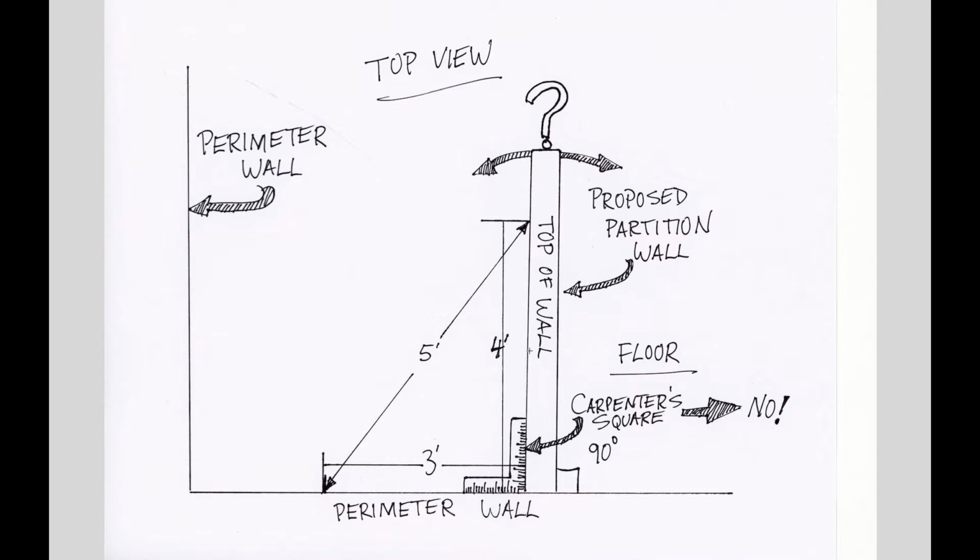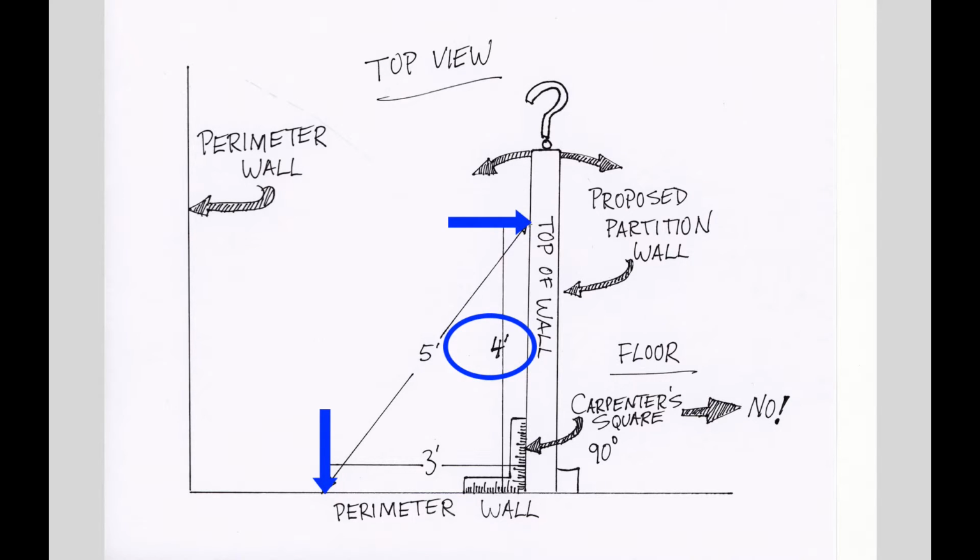So if you put the partition wall against the perimeter wall where you want it, and you could even anchor this end down if you wanted to, but the first step is to measure over 3 feet. And then mark that spot there. And then measure up here 4 feet.